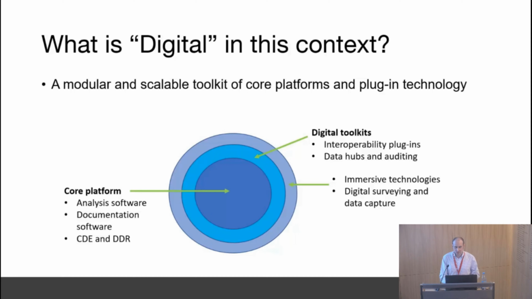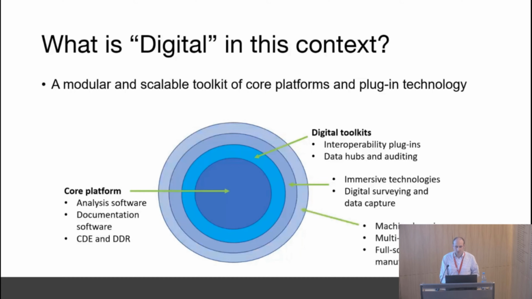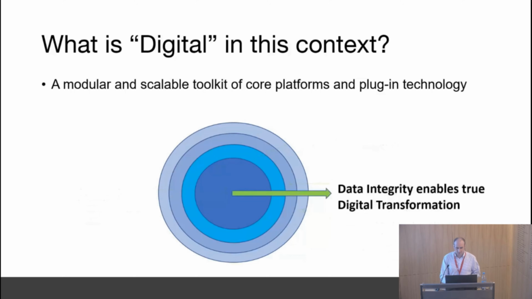So immersive technologies, digital surveying and capturing. Again, once you've got these basic core things right, all of these become an awful lot easier. And then looking more to the future, and well, the current for some of these, once we've got that data, using machine learning, using multi-objective optimization, more complete robotic manufacturing methods. So the message, and I think this was made fairly clear in this morning's panel discussion, is that having that data integrity from the beginning of what we're developing allows you to take these transformative steps.